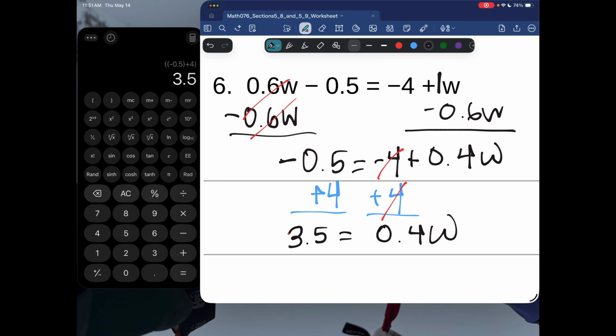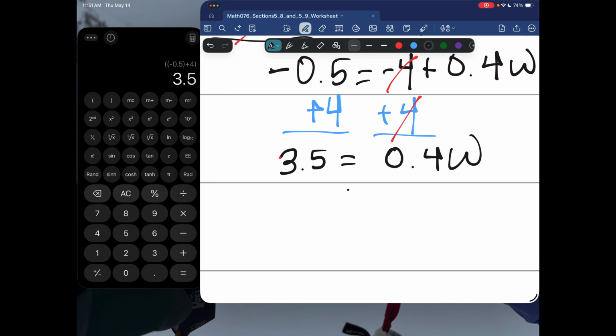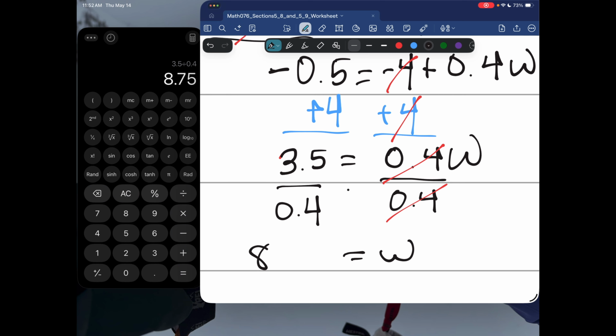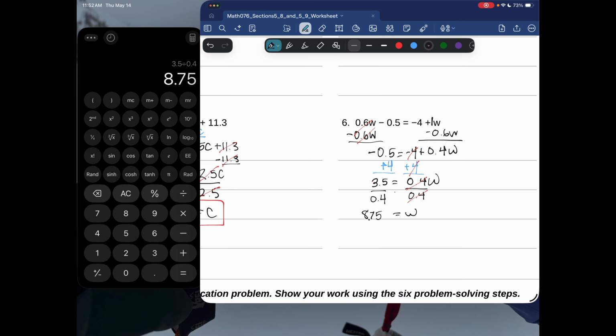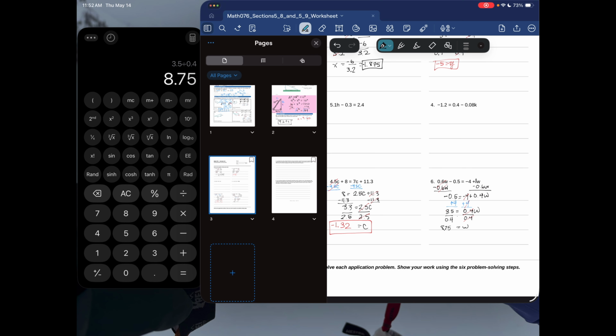And now I want to get W all by itself. So what I want to do is divide both sides by 0.4. So I'm going to divide by 0.4, divide by 0.4. Over here, the 0.4's cancel. I'm left with W equals 3.5 divided by 0.4, which gives me 8.75. Amazing. Crushing it.